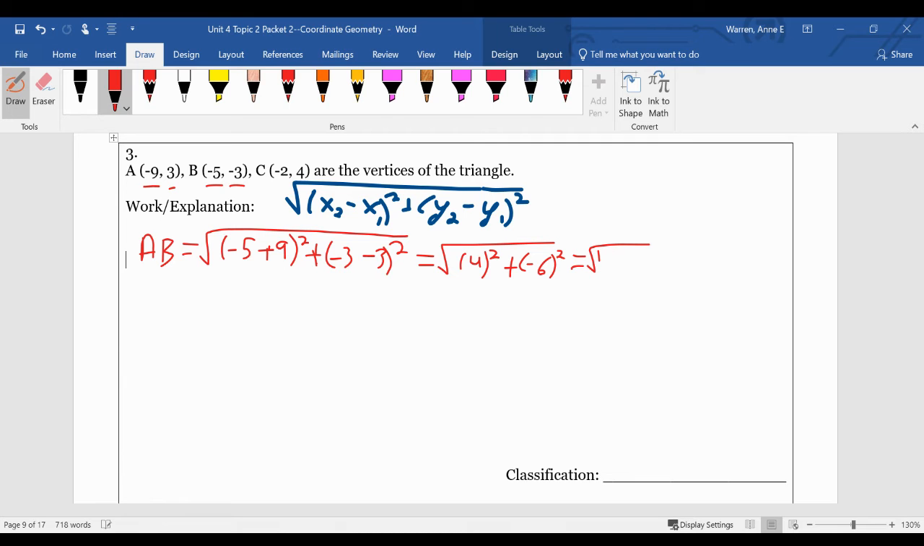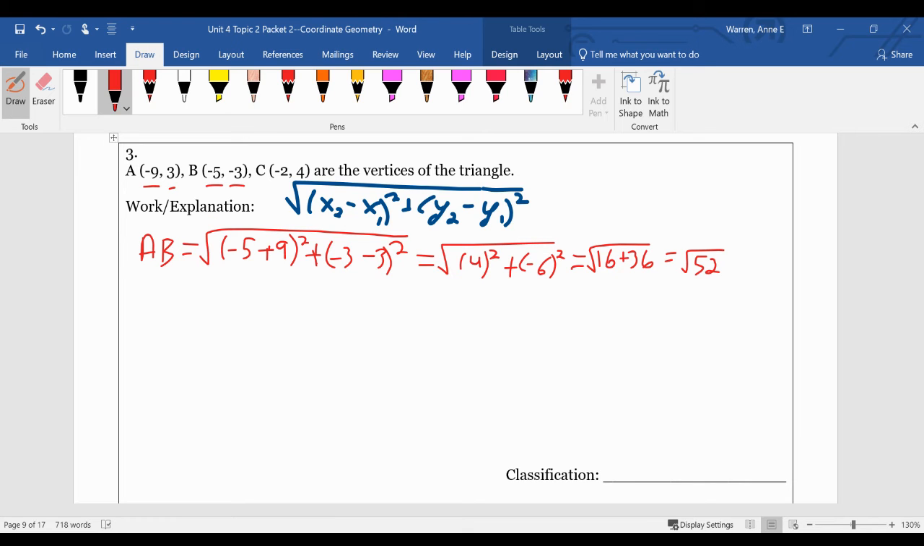And so this would leave us with the square root of 16 plus 36, or in other words, the square root of 52. And I'm just going to leave my answer in exact radical form, right? I can compare whether the sides are equal or not without evaluating that any further. So we're just leaving it like that. What I want you guys to do now, if you haven't yet, go ahead and find the lengths of the other two sides, pause the video, and then you can come back to the video in order to check your work.